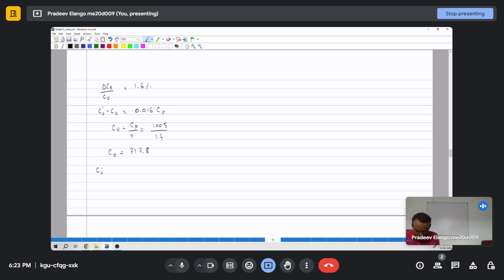So CV dash is equal to 1.016 of CV. That is 1.016 into 717.8. So CV dash is, so this is 729.3.